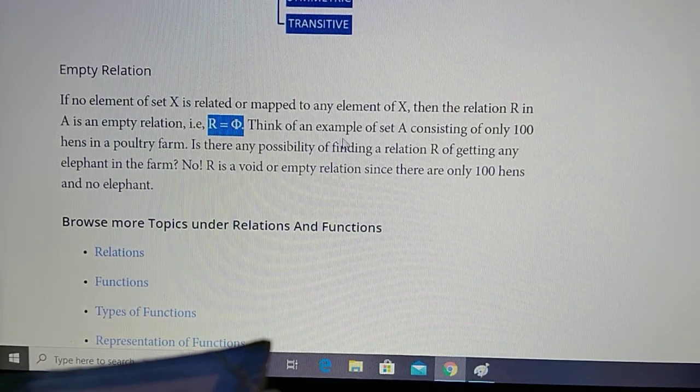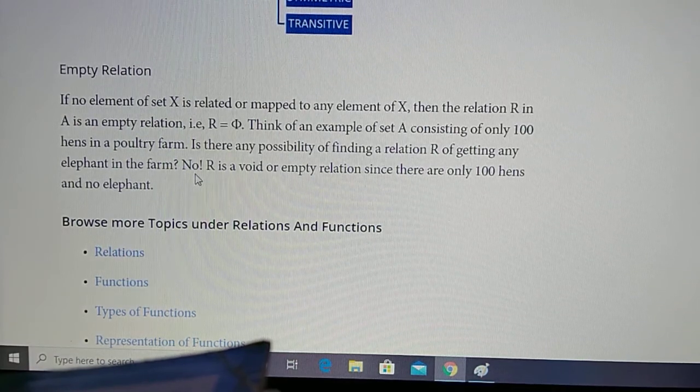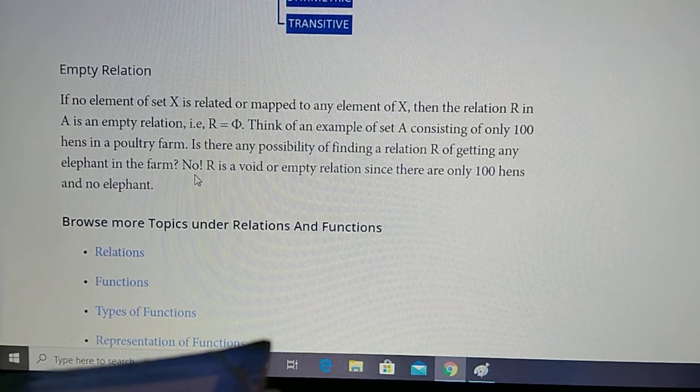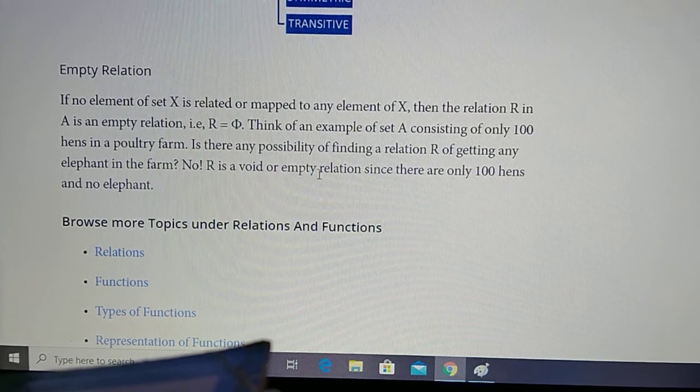For example, A consisting of only 100 hens in a poultry farm. Okay, A consisting of 100 hens in a poultry farm. Is there any possibility of finding a relation R of getting any elephant in the farm? So definitely not. Okay, here we are talking about a poultry farm. Okay, that's in common sense. In a poultry farm, what do you find? You will find hens. But if I say, can you tell me how many elephants are there, or is there any elephant? So definitely not.